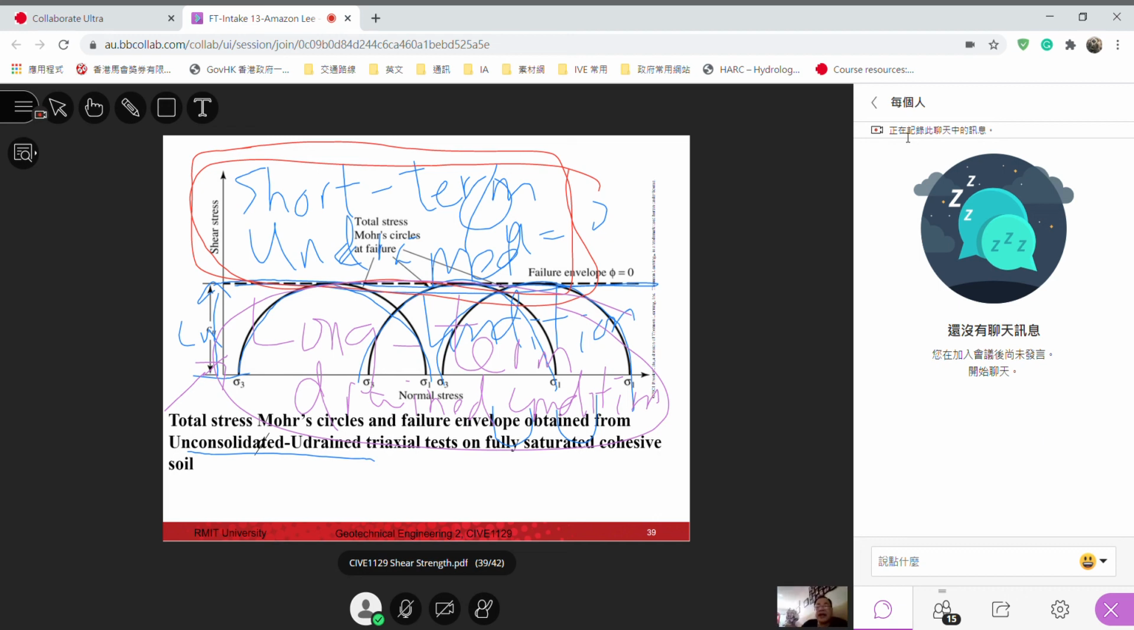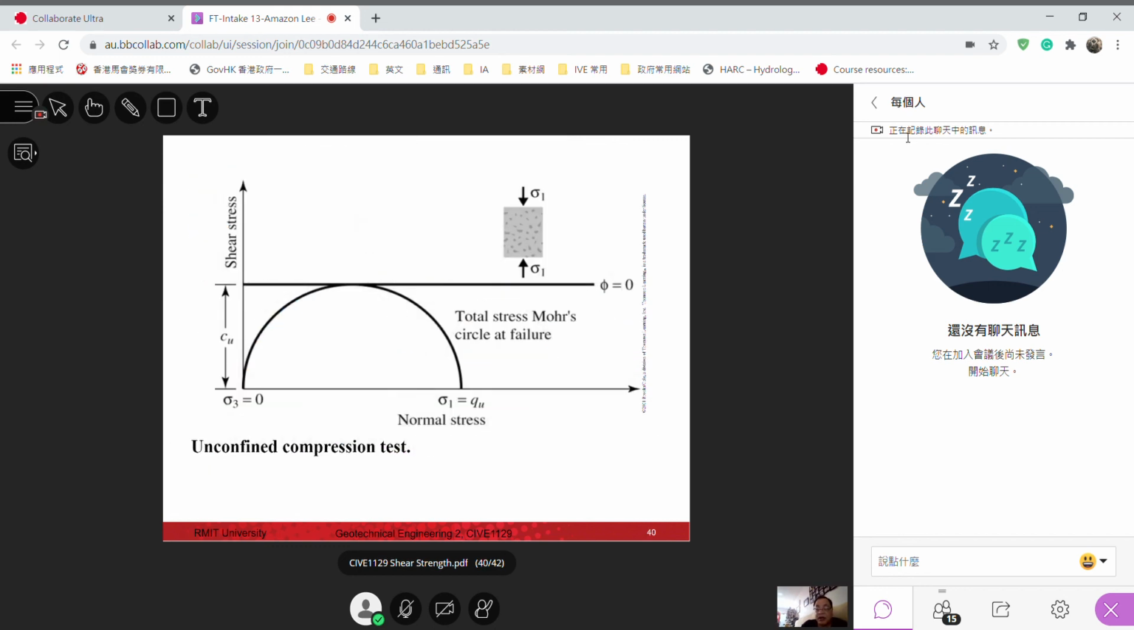I cannot tell you that drained condition is always less critical than undrained condition. It's not always the case. We have to test all the different possibilities and find out which one is more critical, and then pick the more critical one as our design condition. So we have to do a lot of testing. That is part of the geotechnical engineering routine.